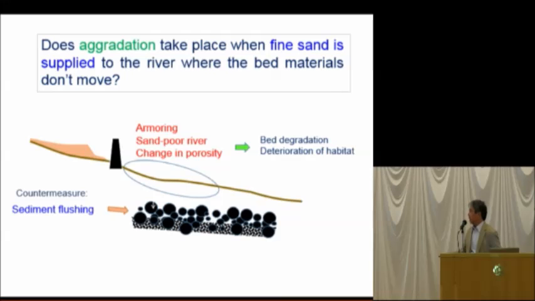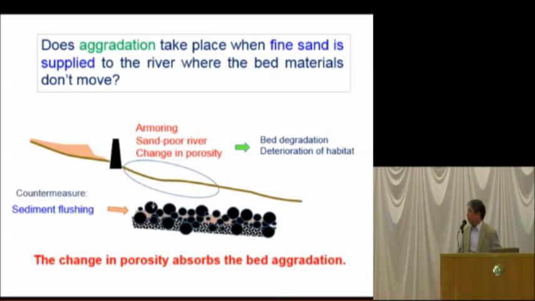At that time, sediment is moving inside of the armor layer, like this. That is, there is no bed variation. Aggradation doesn't take place. Okay? So with this phenomenon, we can say the change in porosity absorbs the bed aggradation. This is a very important point of my presentation.